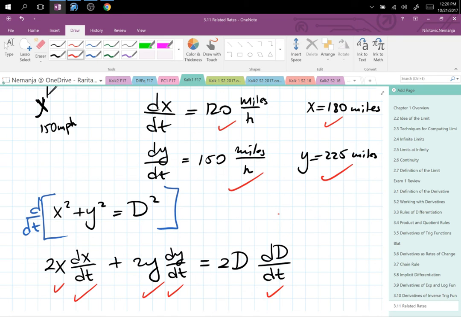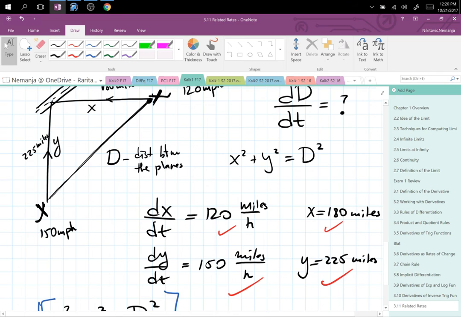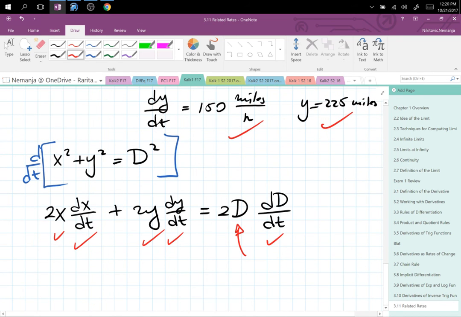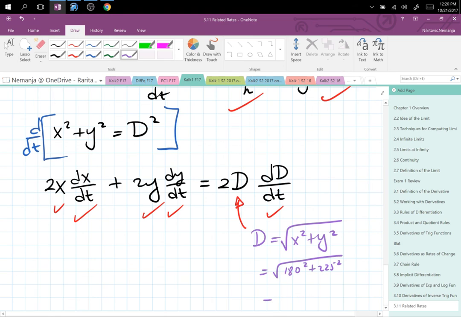So you will have to do this from time to time in these problems. So we are going to do Pythagorean theorem. We already have that formula up there. We are going to use x and y, 180 and 225, grind through whatever numbers we get to get D, and then we have D. We can feed everything in a formula and get dD dt. And what do we get for D? 288.14, everyone? Beautiful.